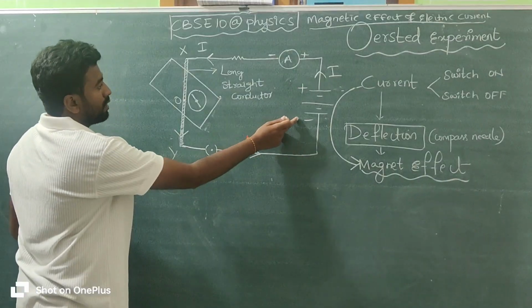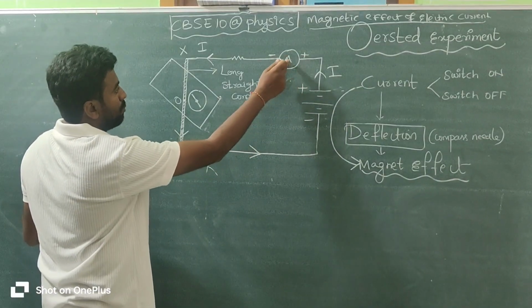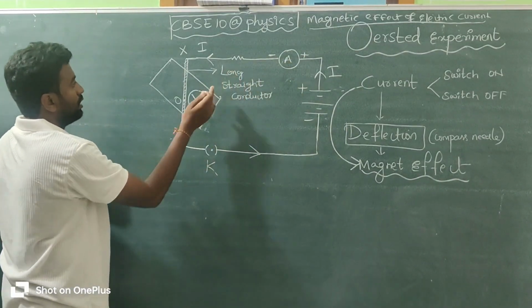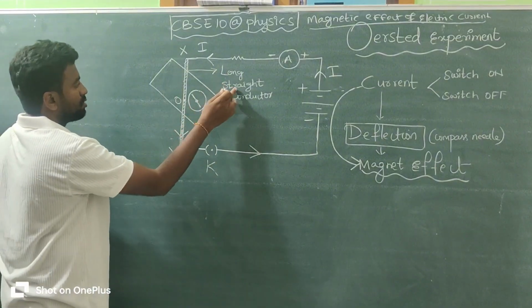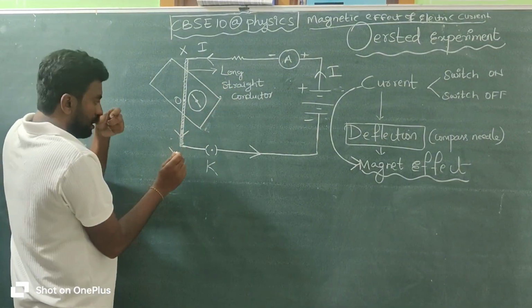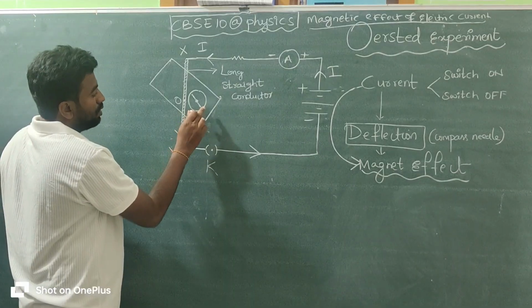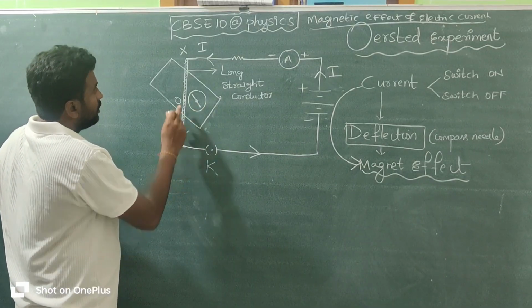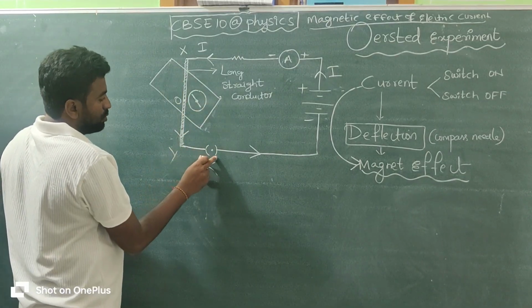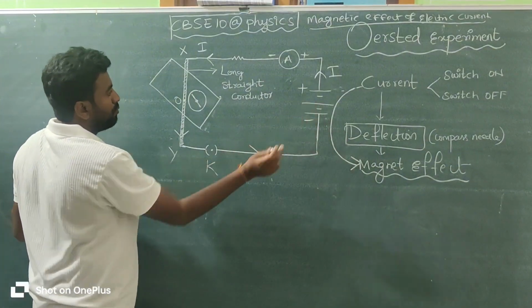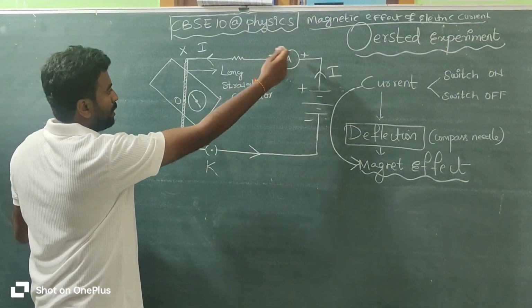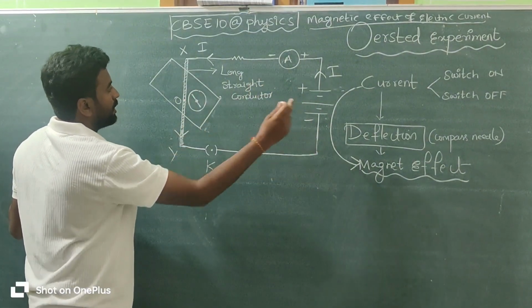Let us take one battery. The positive terminal is connected to an ammeter. The ammeter is connected to a resistor. The resistor is connected to a long straight conductor or copper wire. This is a magnetic compass having a needle, and the long straight wire is connected to a switch. The switch is connected to the negative terminal of the battery, and current flows from the positive to the negative terminal.